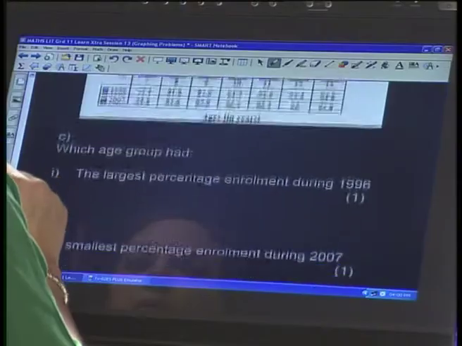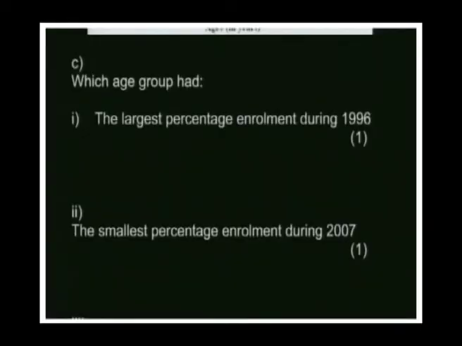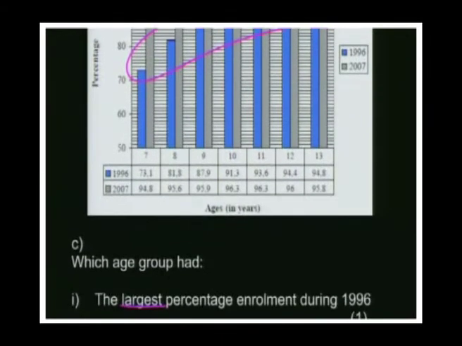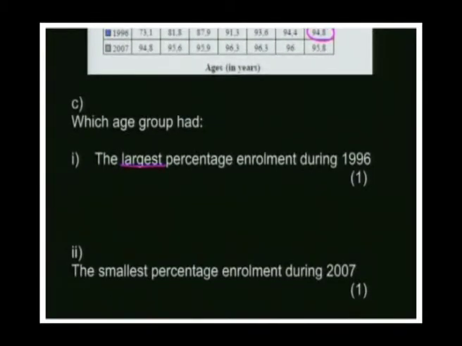Let's look at the next question. Which age group had, number 1, the largest percentage enrollment during 1996? Now, we could compare which of the towers for 1996, and that's the blue ones, is the highest. But because some of these are very close in the end, we can look at figures. Our largest for 1996 would be this one over here, 94.8, and that is the 13-year-olds.